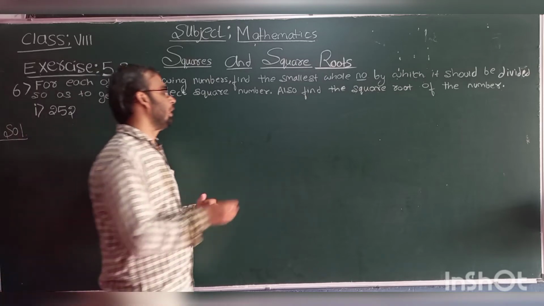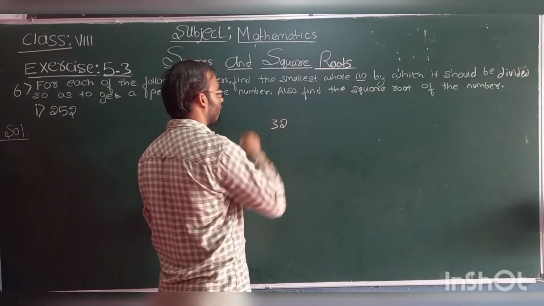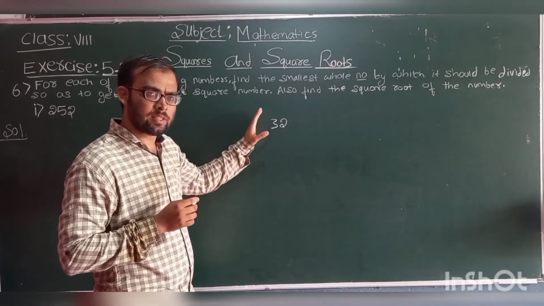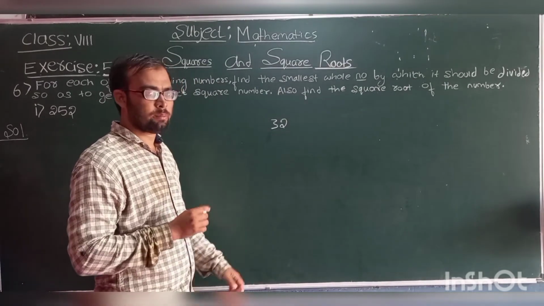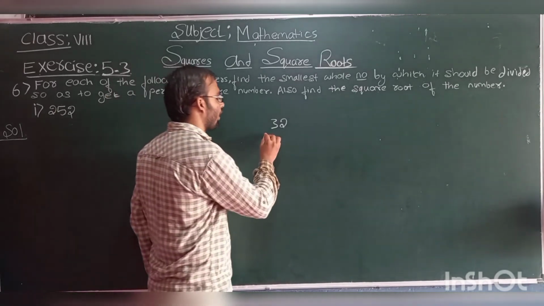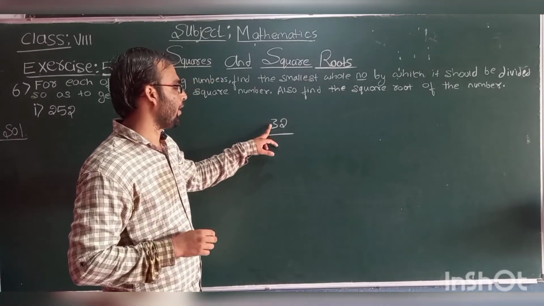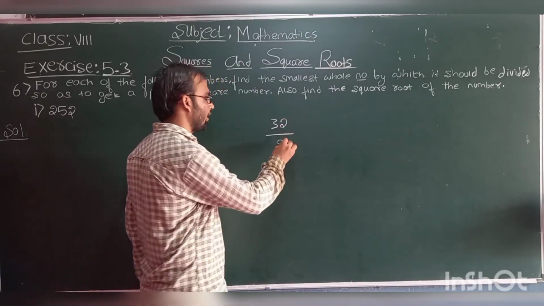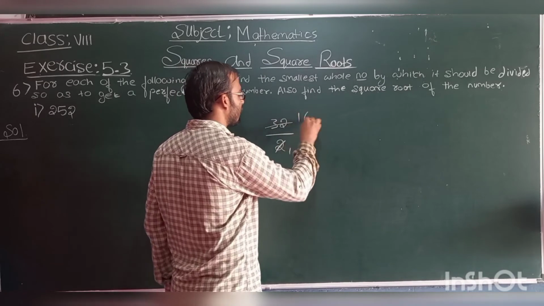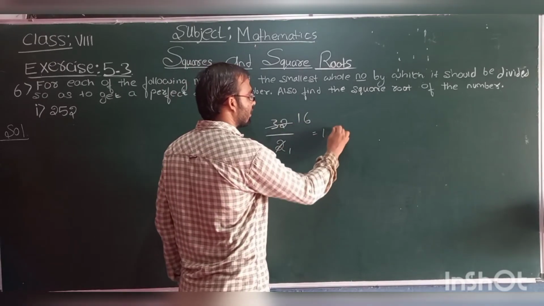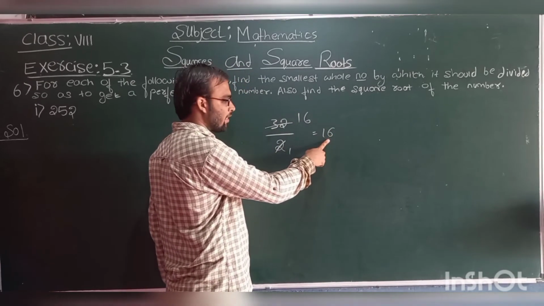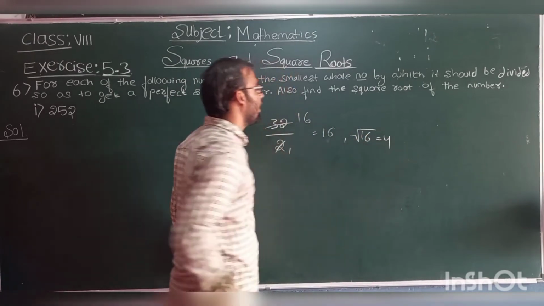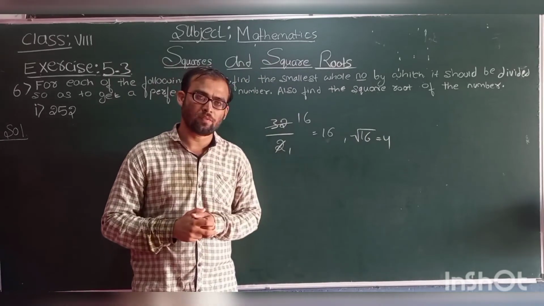Okay, for example, 32 is there. This is not a perfect square. But when we divide this number by a particular number, then we will get a perfect square. For example, when we divide 32 by 2, we will get a perfect square. That is, 2 ones are 2, 2 16s are 32. So here 16 is a perfect square now. And what is the square root of 16? 4. So likewise, we need to solve the problems of this kind.